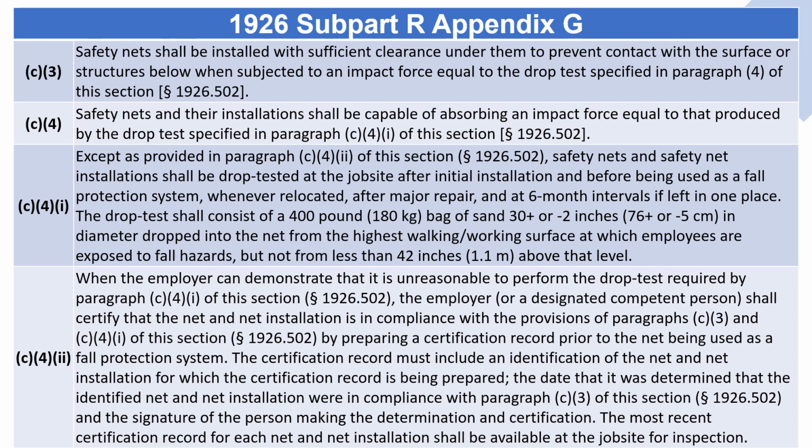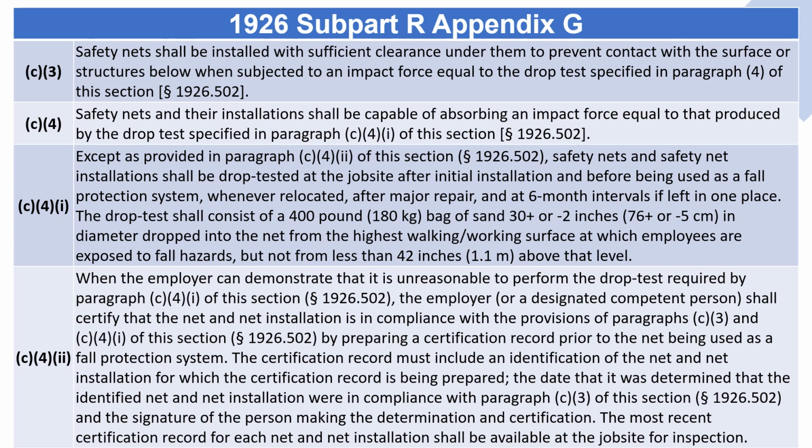C.4(1), except as provided in paragraph C.4(2) of this section, section 1926.502, safety nets and safety net installations shall be drop tested at the job site after initial installation and before being used as a fall protection system, whenever relocated, after major repair, and at 6-month intervals if left in one place. The drop test shall consist of a 400-pound (180 kilograms) bag of sand 30 plus or minus 2 inches (76 plus or minus 5 centimeters) in diameter dropped into the net from the highest walking/working surface at which employees are exposed to fall hazards, but not from less than 42 inches (1.1 meters) above that level.